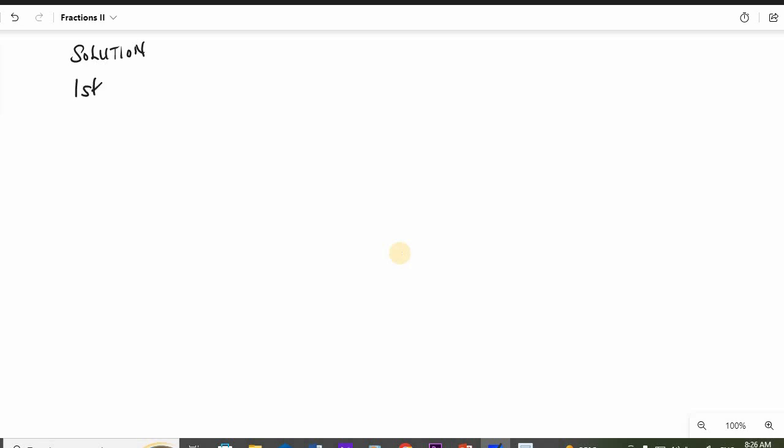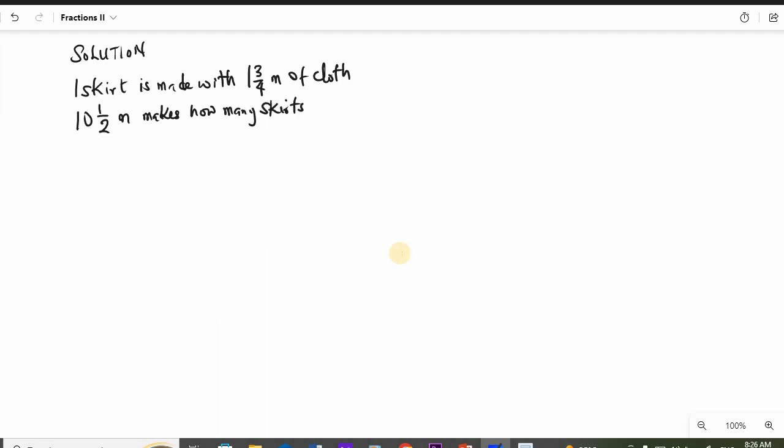Alright, so we're just going to clear this canvas. Okay, so you have one skirt is made with 1 whole number 3/4 meters, then 10.5 meters makes some number of skirts. Okay, so the answer is simply doing this: 10.5 divided by 1 whole number 3/4.